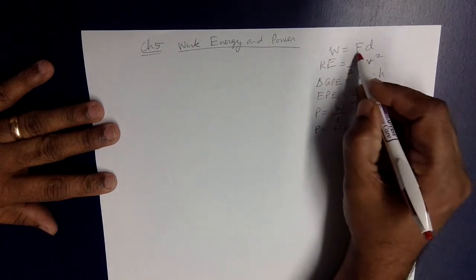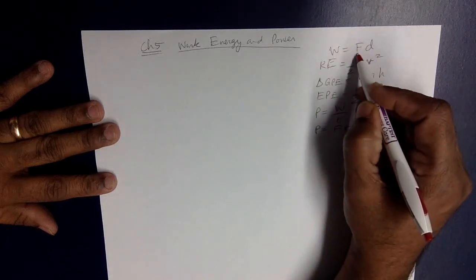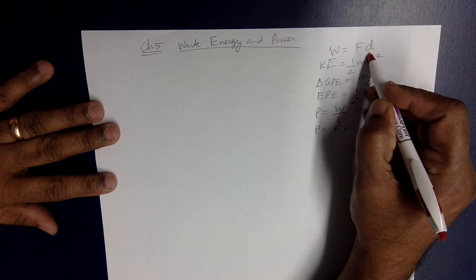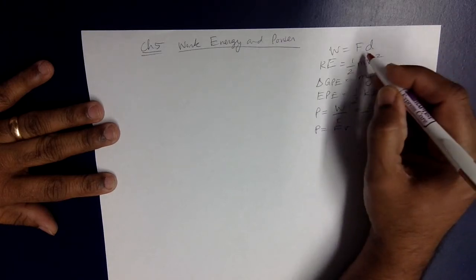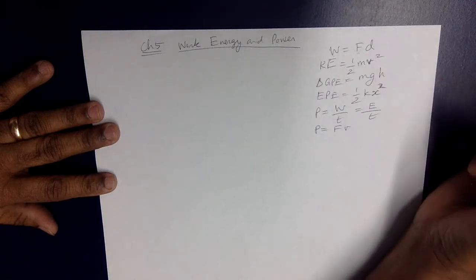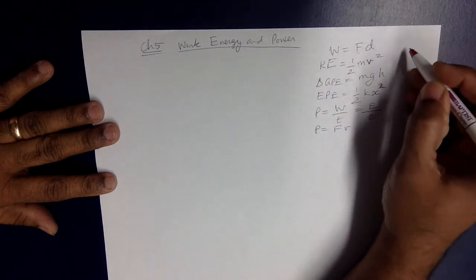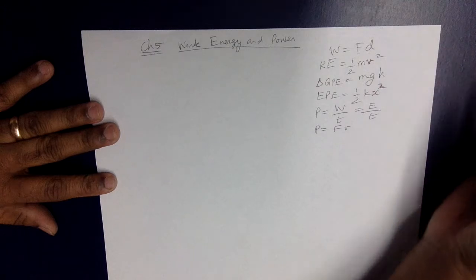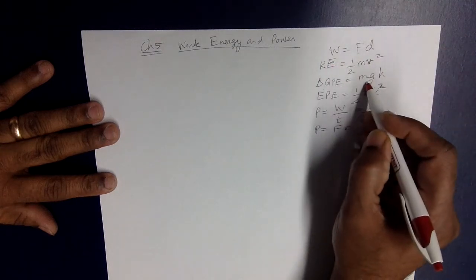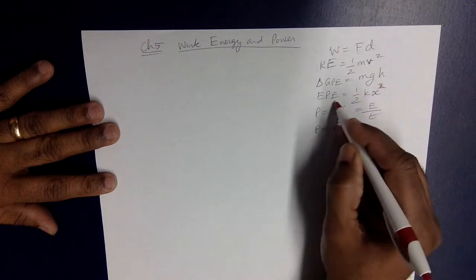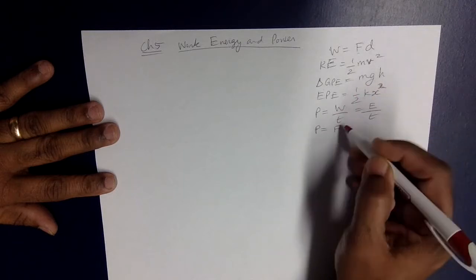Now, work is force times displacement. Force is measured in newtons, displacement is measured in meters. So the unit of work is Newton meter or joule. Joule is the same as Newton meter. Kinetic energy is also measured in joules. Change in potential energy is also measured in joules. Elastic potential energy is also measured in joules.